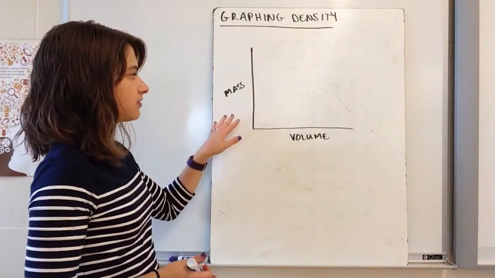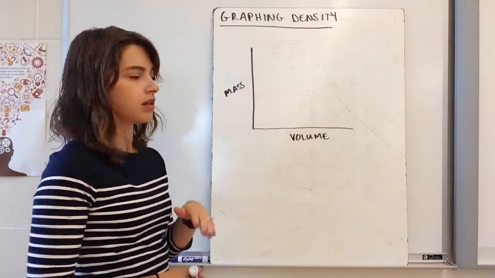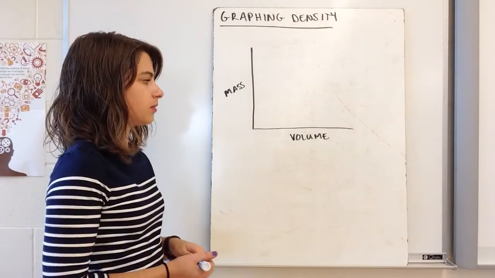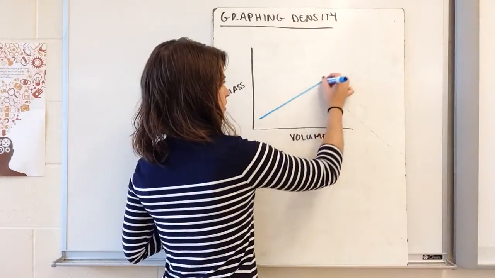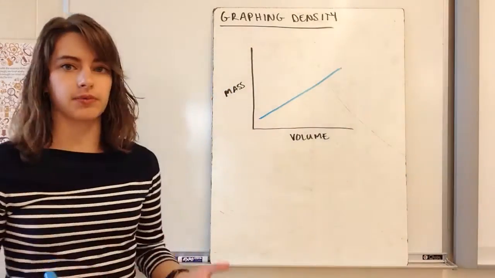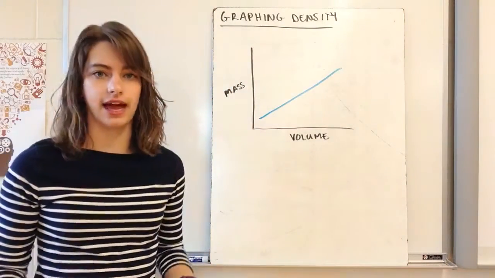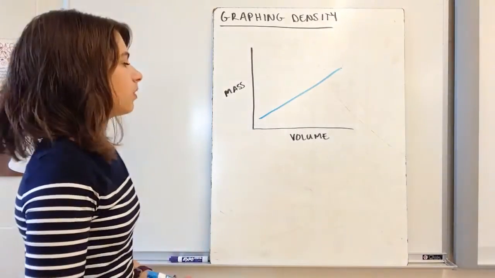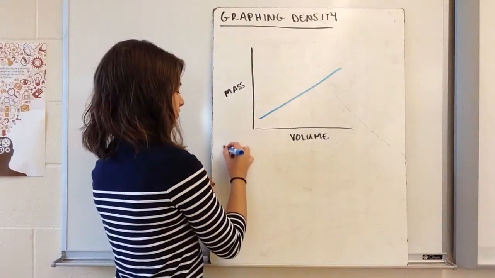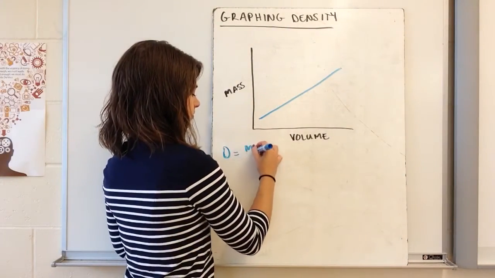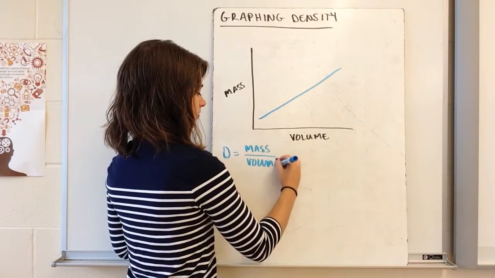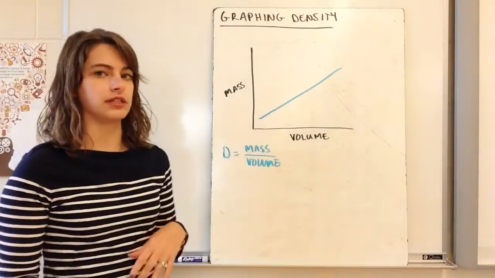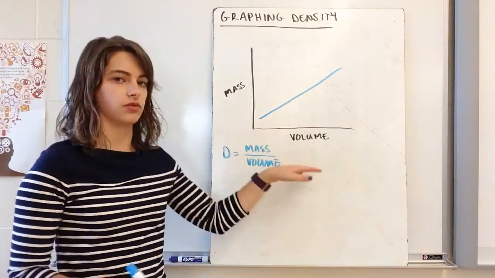When we graph density, we always do mass on the y-axis and volume on the x-axis. And so we get a line to represent our density. Now, what about that line represents density? Well, we know that density is mass over volume. What else about this line is mass over volume?